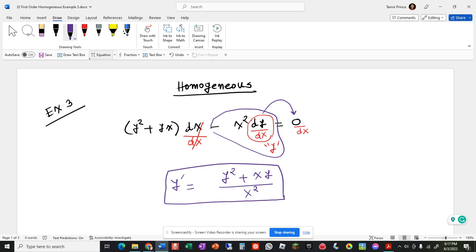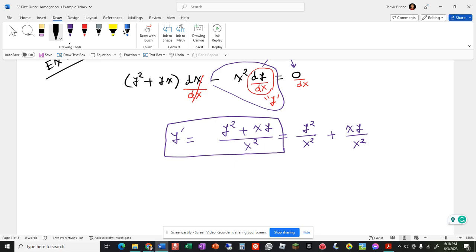And of course, we have to express the right hand side in terms of y over x. If we cannot do that, that means it is not homogeneous. But in this case, I can simply distribute the x square under each term, and that will do the job. So let's rewrite this.